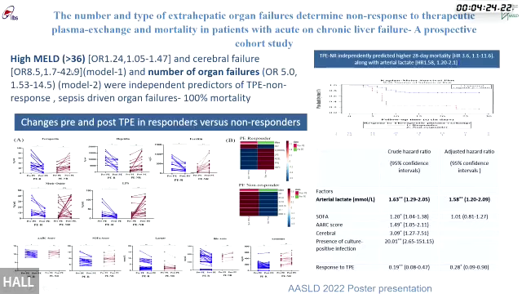And in this set of patients, we found that a MELD score above 36, grade 4 hepatic encephalopathy, and two or more organ failures were predictors of non-response. So if a patient had two or more organ failures, these were the ones who were not responding to therapy. And again, you have to be very cautious in this set of patients. The other important factor was sepsis-driven organ failure, where there was 100% non-response. So where sepsis has already set in, plasma exchange should not be tried.